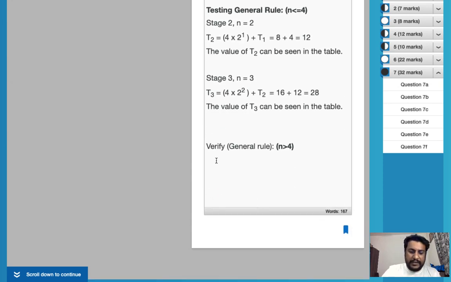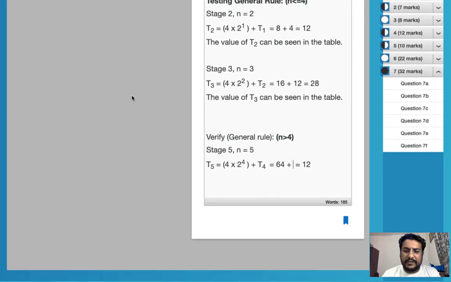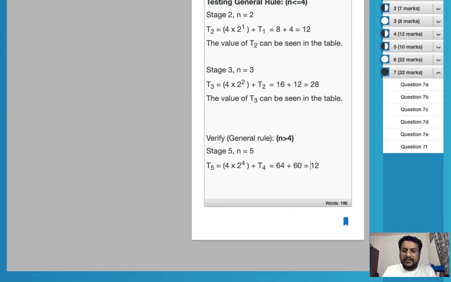now verify. So I'll verify for stage 5, that is n equals 5. So I'll again copy everything. Now over here I'll write down T5. Now this would be 5 minus 1, which is 4. Now this would be your previous term 4. Now 2 to the power 4 is 16. 16 into 4 is 64. In 64 you add T4. What is T4, already given to you, is 60. So if you add 60, this gives you 124.